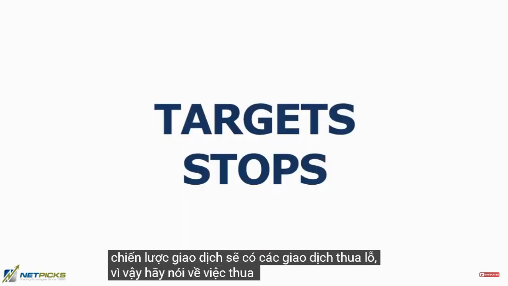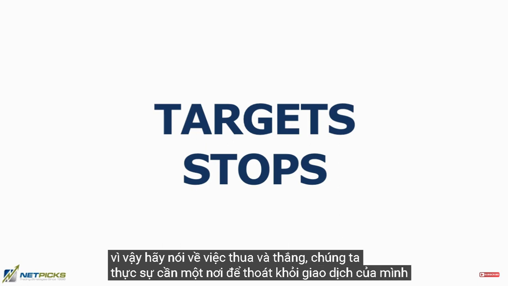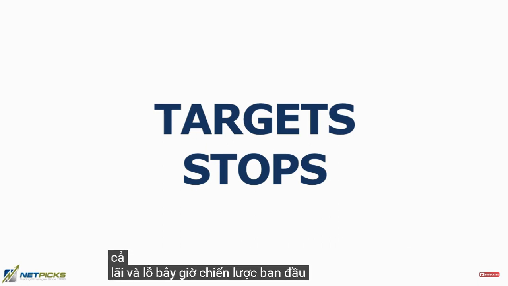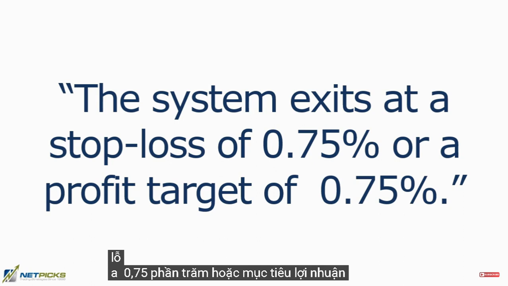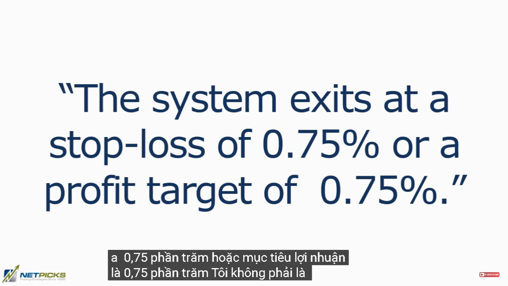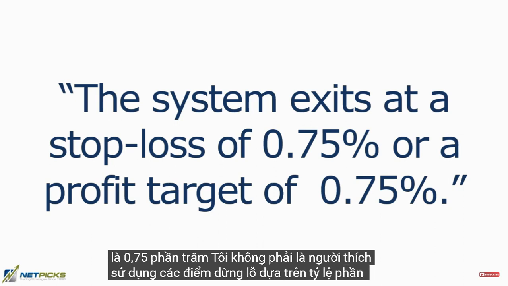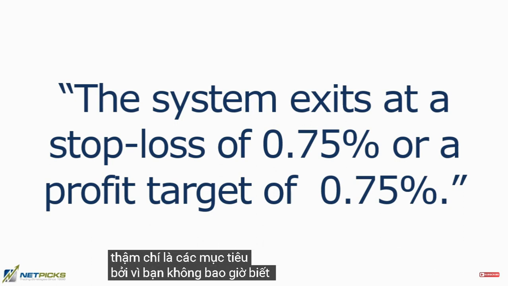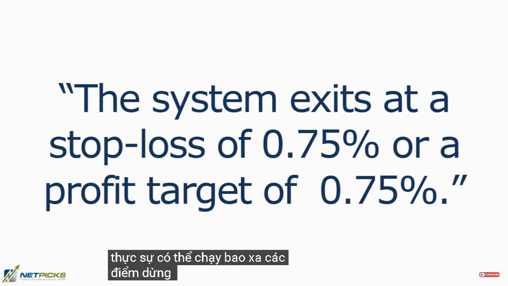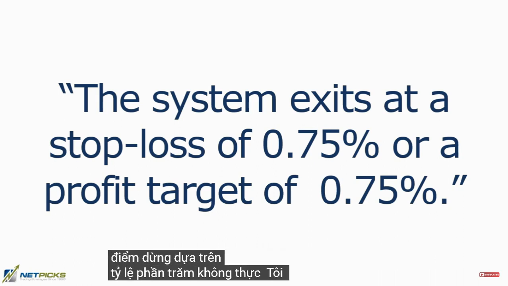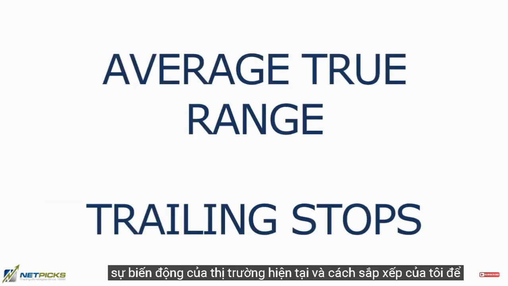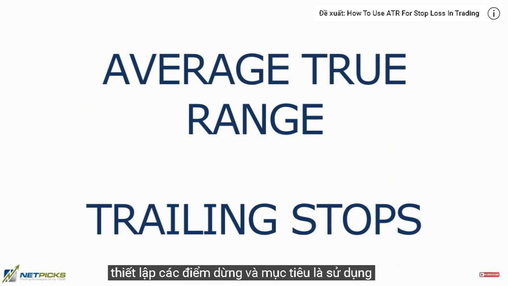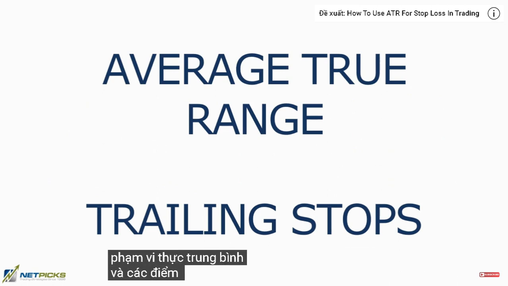So let's talk about losing and winning. We actually need a place to exit our trades, both in profits and in losses. Now, the original strategy for that system would exit at a stop loss of 0.75% or a profit target of 0.75%. I'm not a fan of using percentage-based stop losses or even targets because you never know how far a trade can actually run. Stops based on a percentage do not really take into account current market volatility. My go-to way of setting stops and targets is using the average true range and trailing stops.